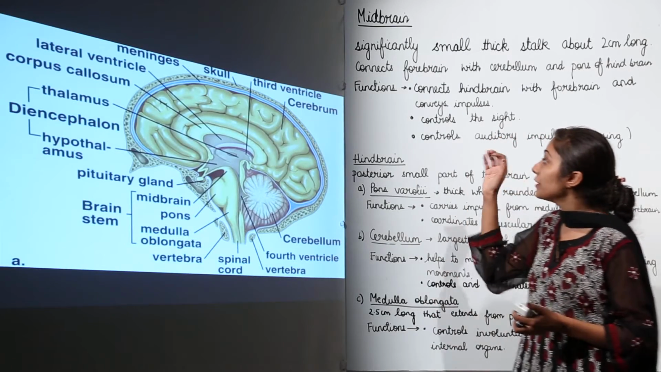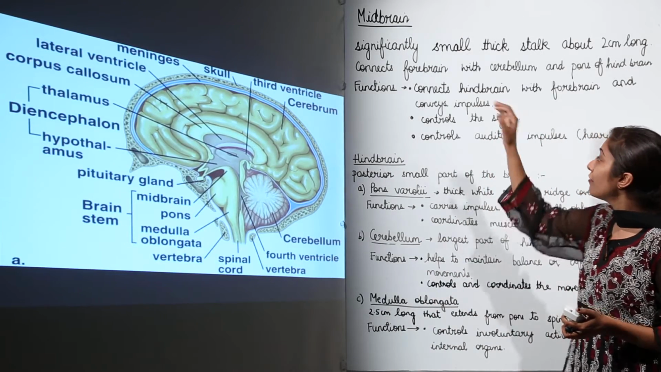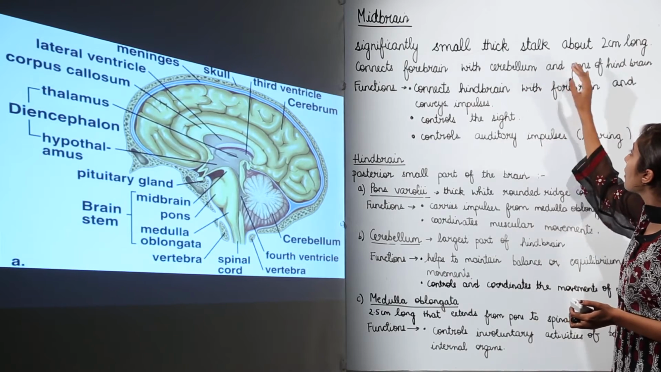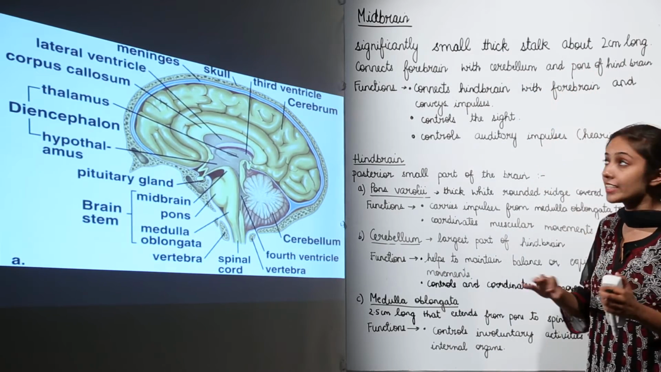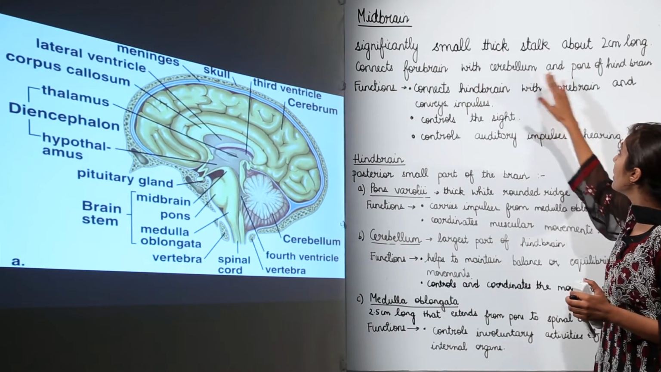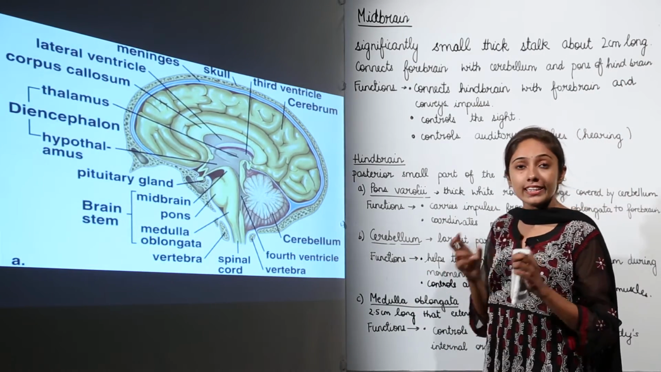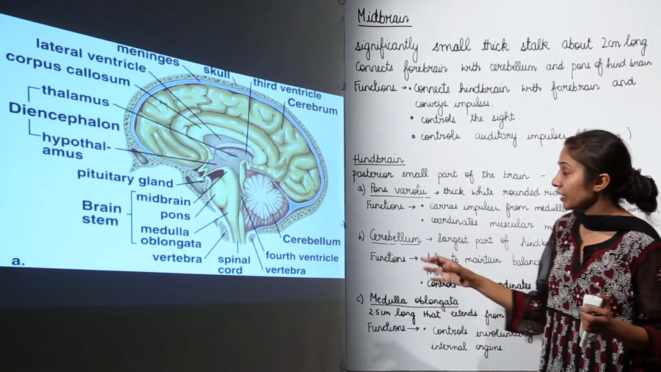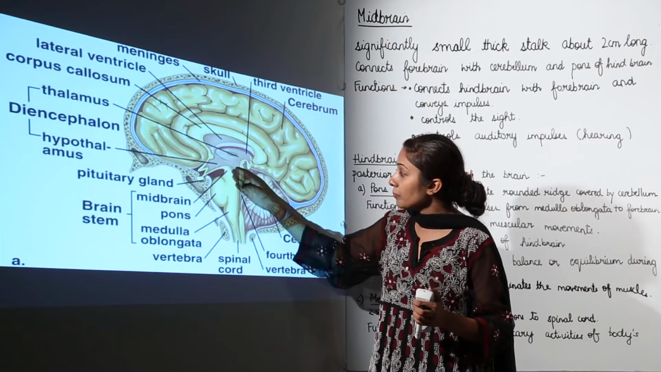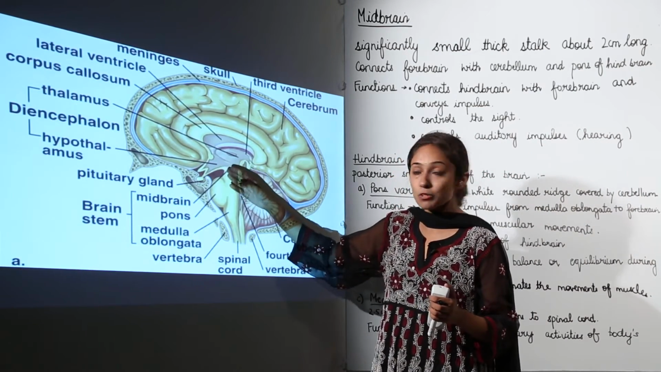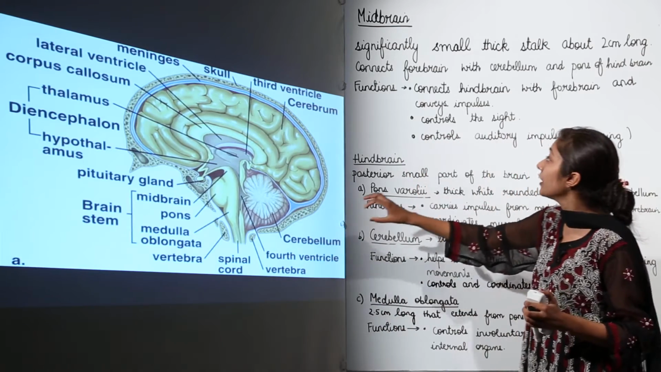Let's discuss midbrain. Midbrain is a significantly small, thick stalk about 2 cm long. It is going to connect forebrain with cerebellum and pons of hindbrain. So basically your midbrain is connecting the forebrain and the hindbrain. You can see that this is the midbrain. It is actually a connecting link between the forebrain and hindbrain.